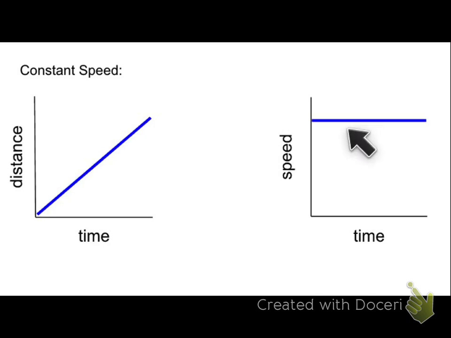Over here, remember that this line is now speed. So you can imagine that along this line, we would have 0 meters per second, 1 meter per second, 2, 3, 4, 5 meters per second. So any horizontal line means that the speed is staying the same over a period of time, which again means constant speed. So these two graphs are representing the same thing, but they're representing it in different ways.